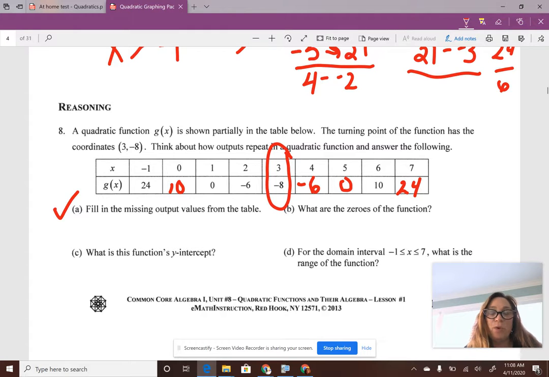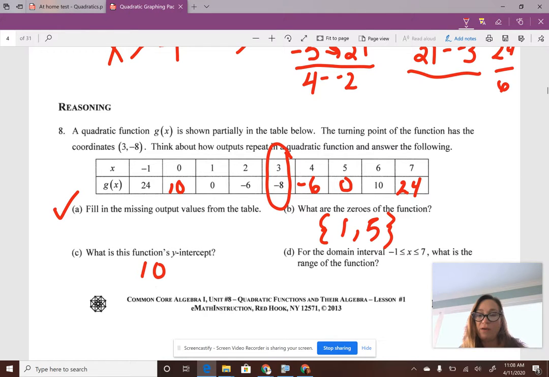What are the zeros of the function? So the zeros are 1 right here and 5. Okay. What is the function's y-intercept? So the y-intercept is 10. The y-intercept can be found when the x value is 0.